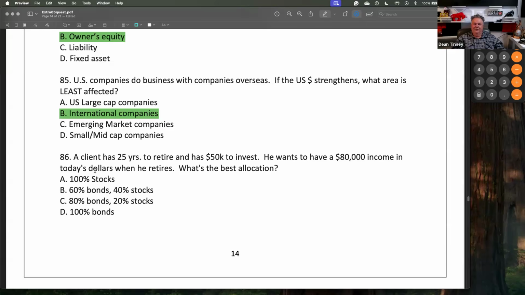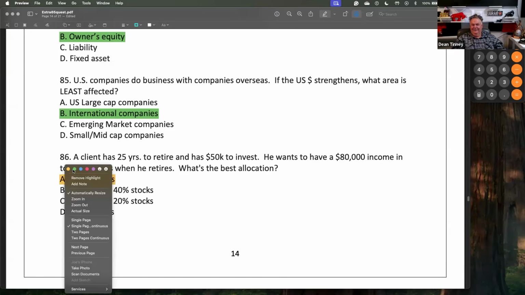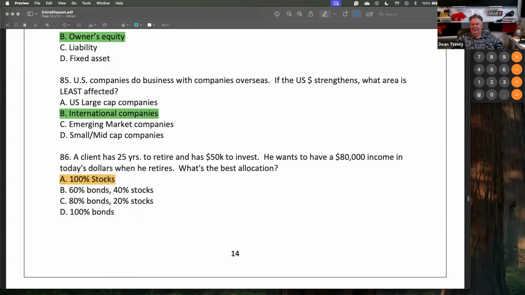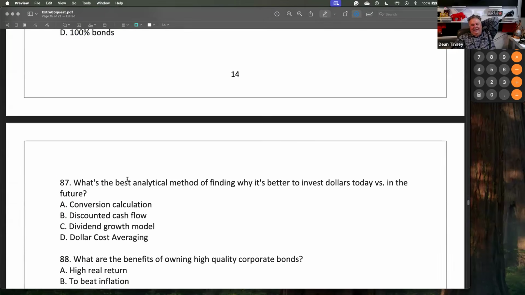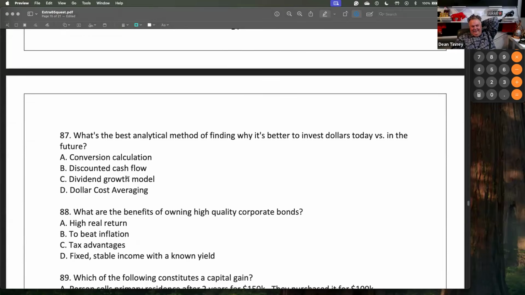A. I don't particularly like the question, but my goodness, right? Yeah, you're not going to do this with a balanced asset allocation model. Right? By the way, on the test, it'll be a little more straightforward than that.